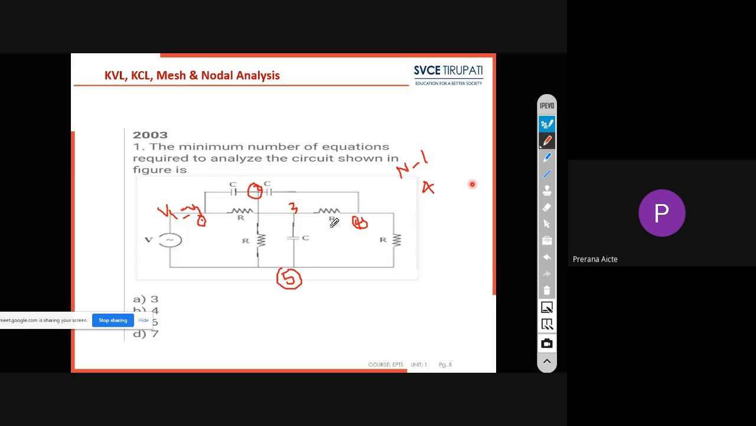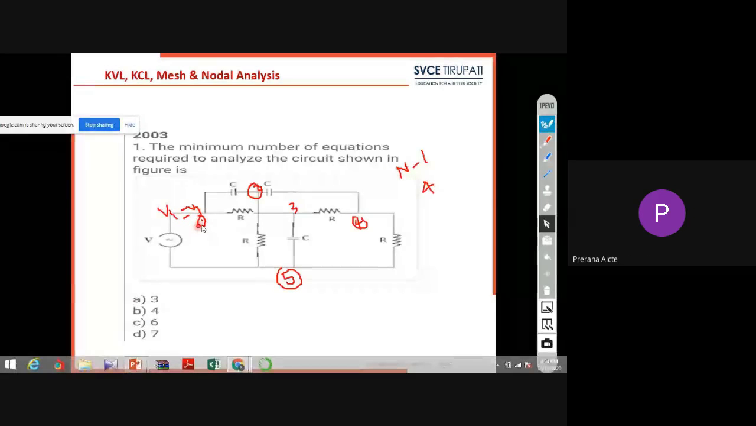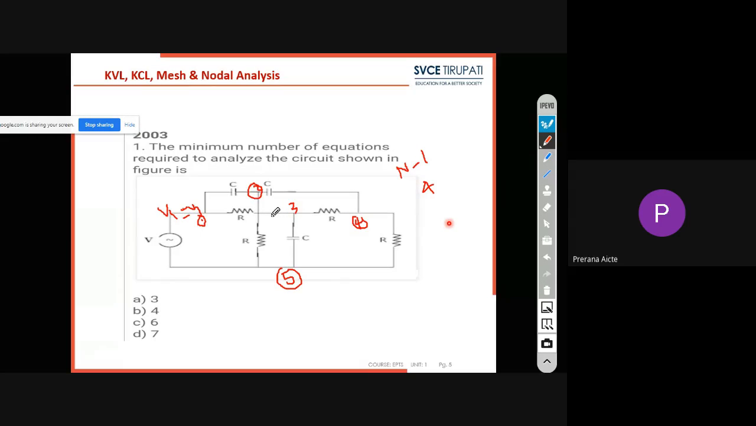So how many minimum equations are required to solve this problem? Already they have given V1 equal to V, so there is no need to apply KCL at this point. We need to apply it at nodes 2, 3, 4. These three equations are enough, and no nodal equation is needed for node 1, because its voltage is equal to V. So 3 equations is enough to solve this problem.